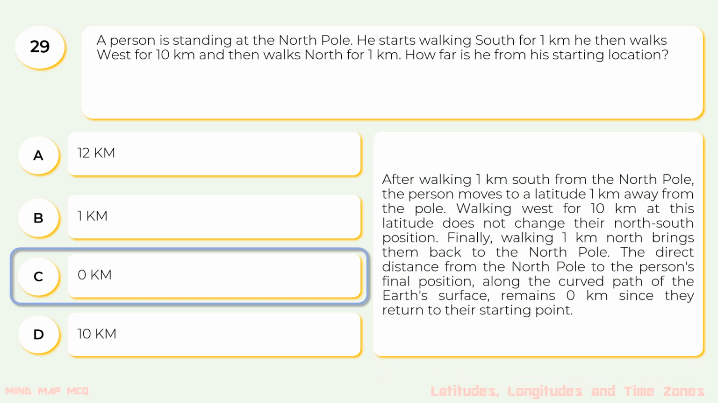After walking 1 kilometer south from the North Pole, the person moves to a latitude 1 kilometer away from the pole. Walking west for 10 kilometers at this latitude does not change the north-south position. Finally, walking 1 kilometer north brings them back to the North Pole. The direct distance from the North Pole to the person's final position remains 0 kilometers since they return to their starting point.